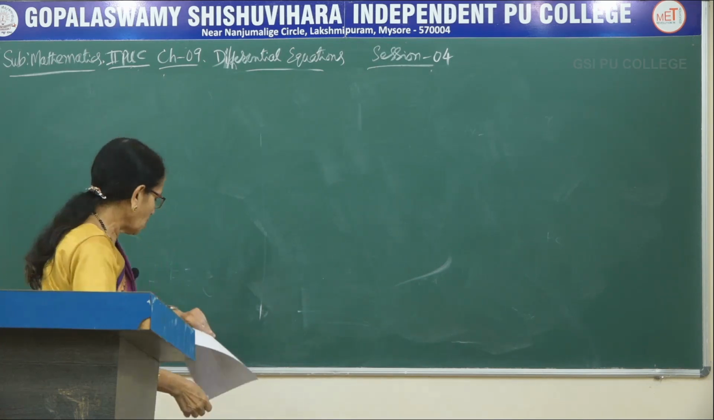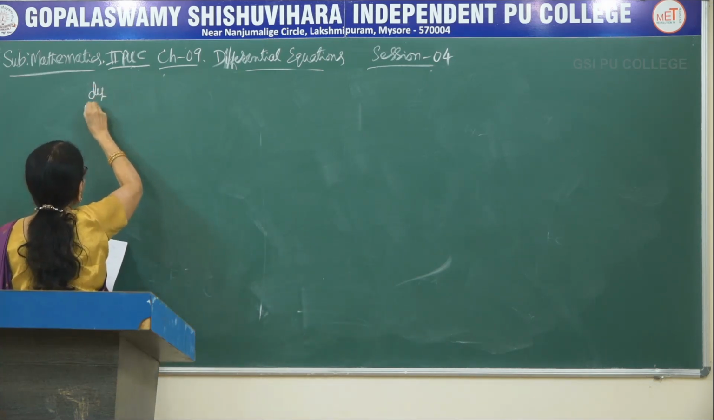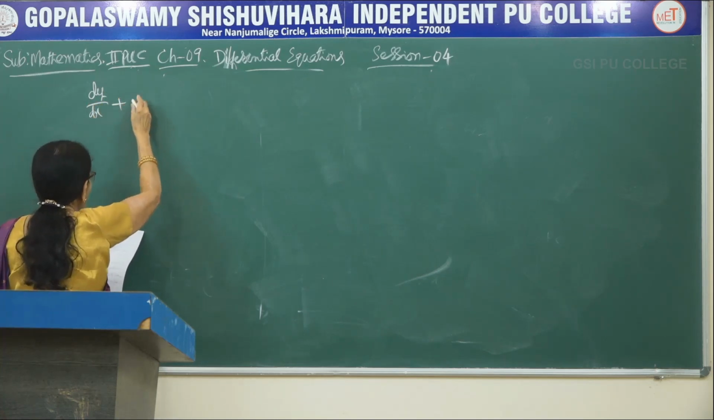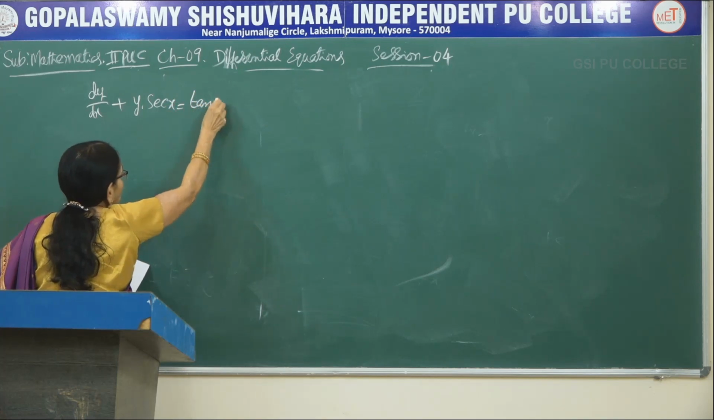Okay. Now let me move on to the next problem. It is dy by dx plus y into secant x is equal to tan x.